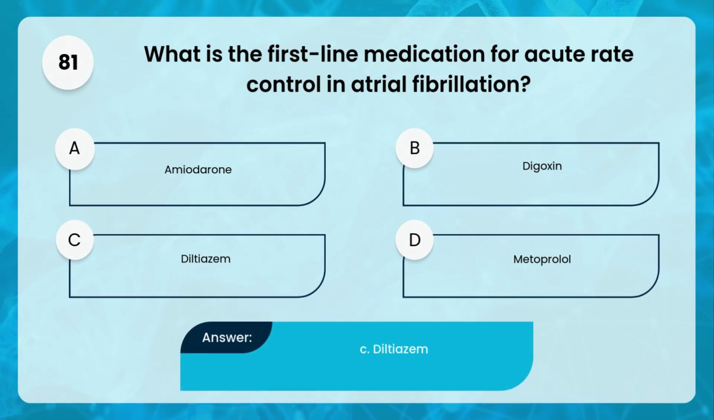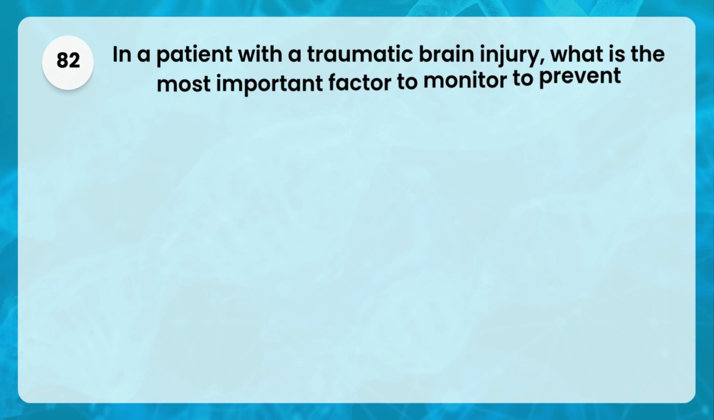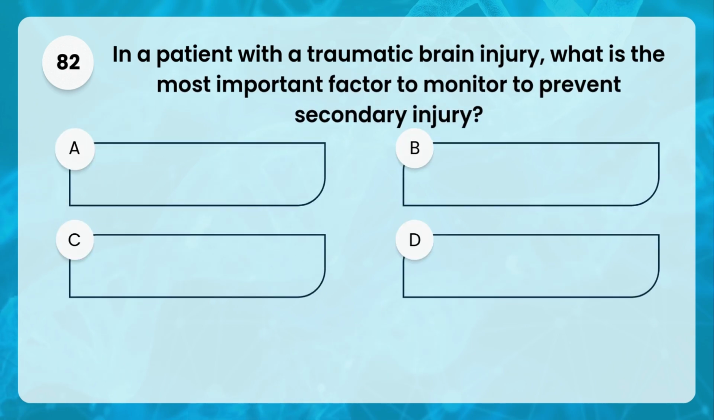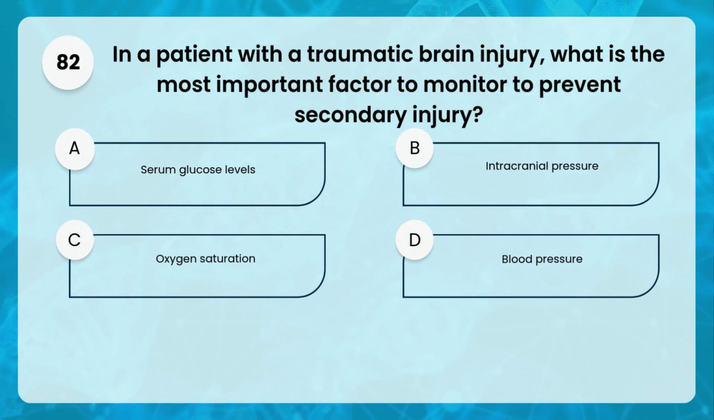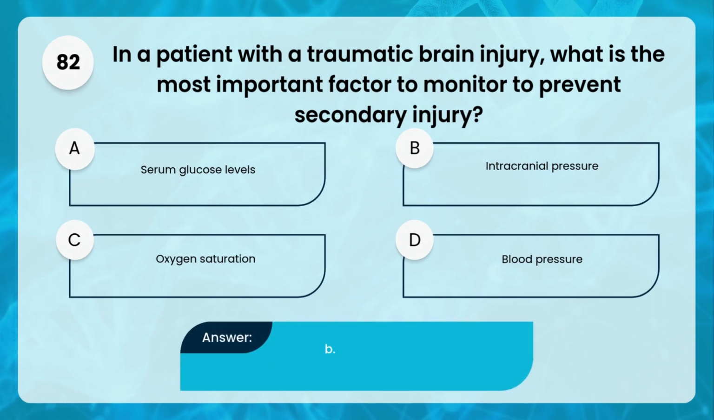Diltiazem. 82. In a patient with a traumatic brain injury, what is the most important factor to monitor to prevent secondary injury? A. Serum glucose levels. B. Intracranial pressure. C. Oxygen saturation. Or D. Blood pressure. The answer is B.